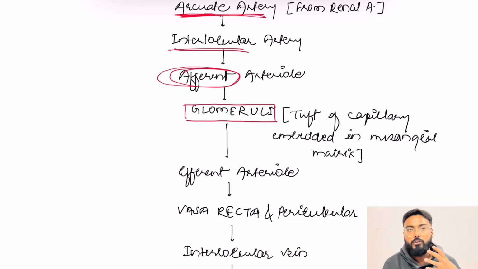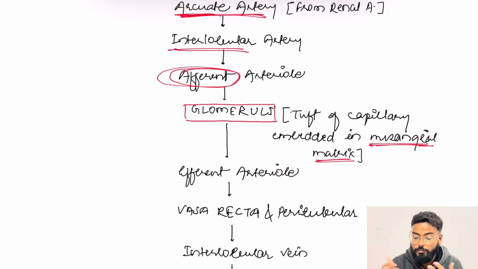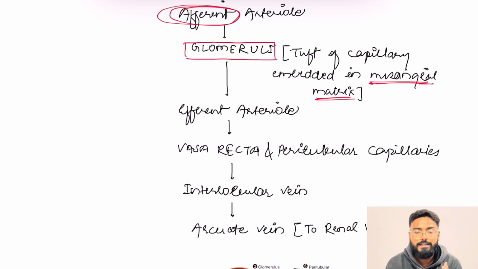And this whole bunch of capillaries is embedded inside the mesangial matrix. Let's suppose this is your tuft of capillaries and this is your mesangium, so it is surrounded by this mesangial matrix. Now, this mesangial matrix is not present in every part of your Bowman space, which we will see from a picture and have a better idea.